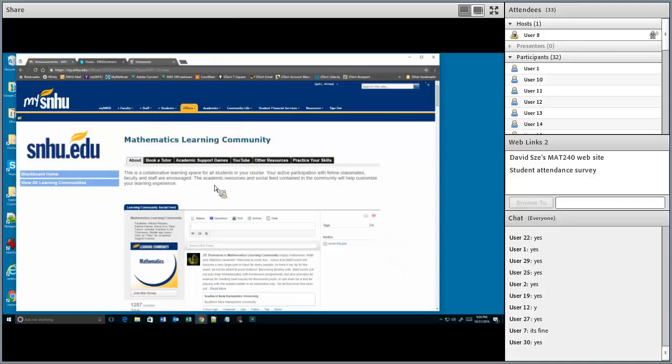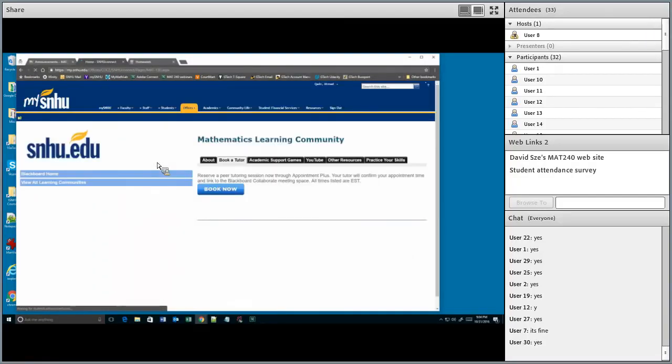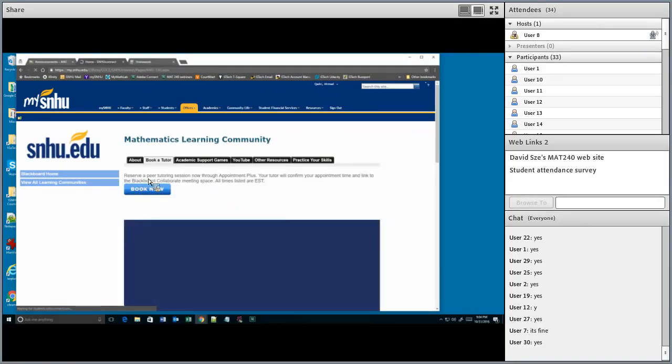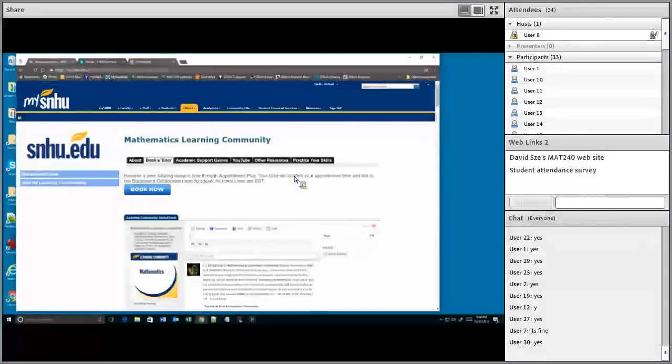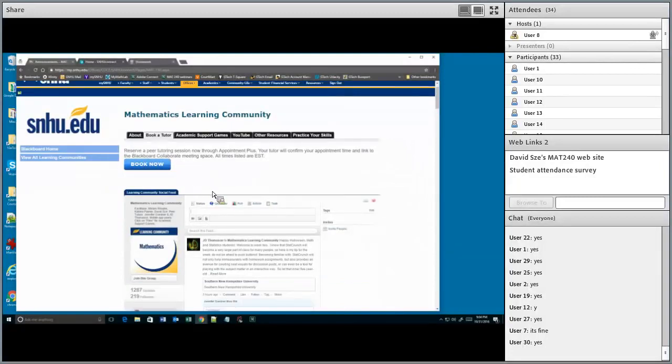So what you can do, for example, something I was looking at today, is you can book a tutor. So if I click on this, there's a link here, book now. What this does is it will reserve a peer tutoring session through Appointment Plus. So your tutor will confirm your appointment time and link to the Blackboard Collaborate meeting space.